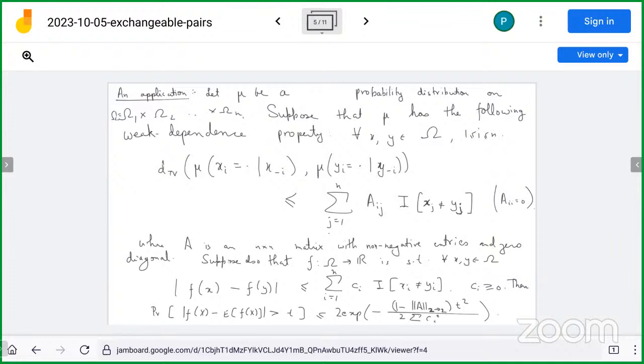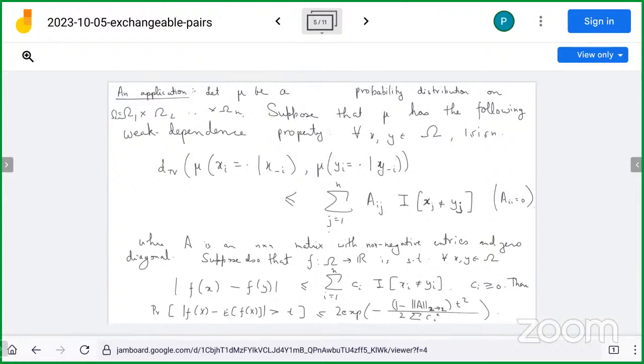After that, you look at the total variation distance on the induced distribution on the ith coordinate, and that is bounded above by some kind of linear form. It depends upon the ith coordinate, and then you go over all the coordinates in the setting which are different, and you take a weighted sum. So this gives a square matrix with zero diagonal.